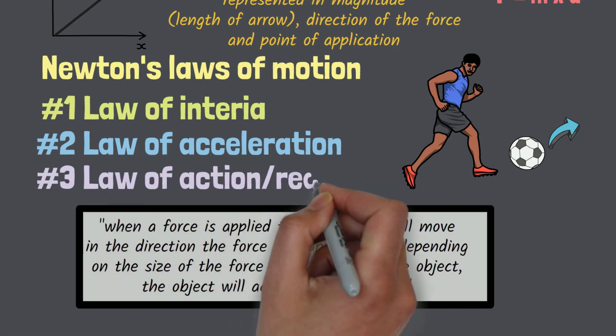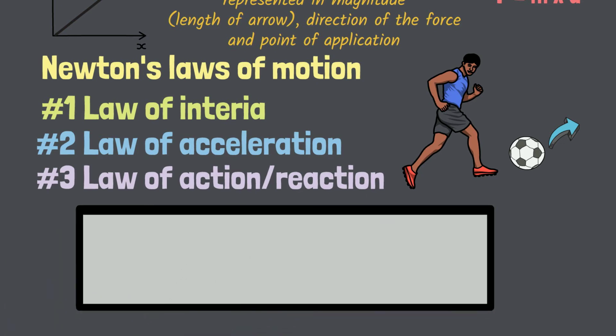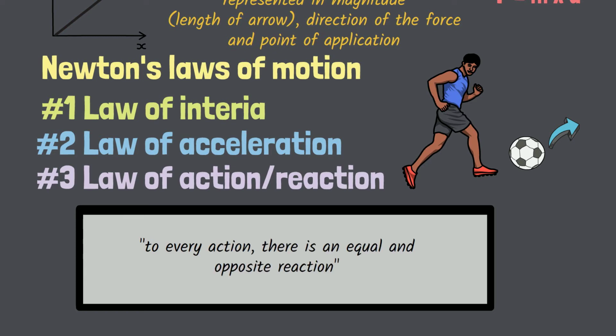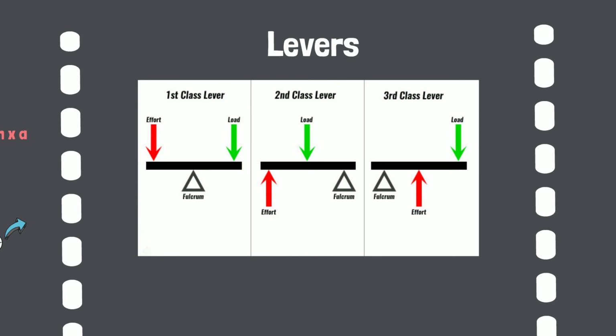Newton's third law is the law of action and reaction. To every action, there is an equal and opposite reaction. If an athlete exerts a force onto the ground in order to push off, the ground will exert an equal and opposite force on the athlete, pushing them up in the air. The first force of the athlete pushing into the ground is called an action force. The second force is called the reaction force, when the second body applies an opposing force back. In the next section, we'll be looking at levers and how forces are applied in levers.